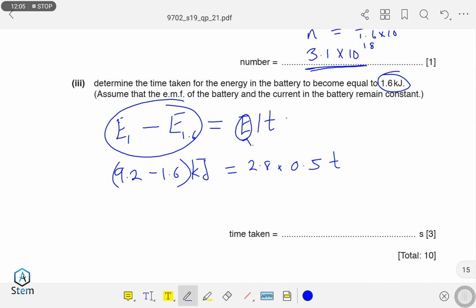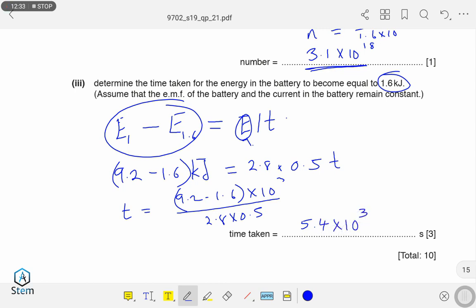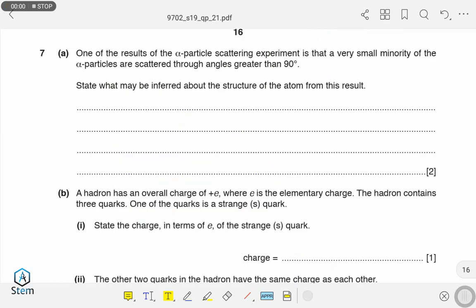So if we make T the subject of the formula, T is 9.2 minus 1.6, times 10 to the power 3, divided by 2.8 times 0.5. If we punch this value in our calculator, we are going to get 5.4 times 10 to the power 3 seconds. So this is the time which is taken by the battery to move from that amount of energy to 1.6.